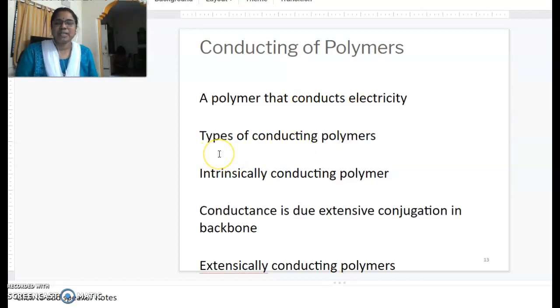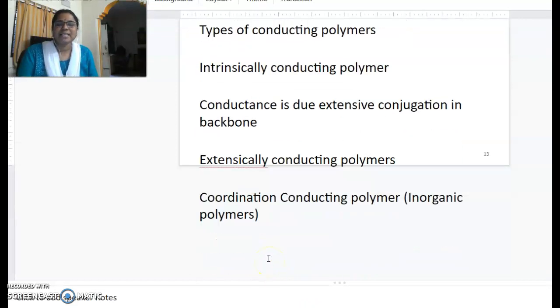So what are the various types of conducting polymers? If you see, usually there are two types, intrinsic and extrinsic. An intrinsically conducting polymer is one which is capable of conducting electricity by itself, so you can say it has conductance. The conductance is due to extensive conjugation in the backbone. Right? So this is about the intrinsically conducting polymer.